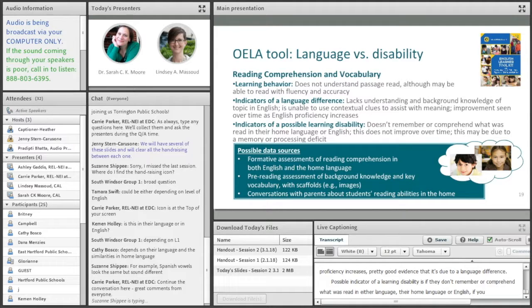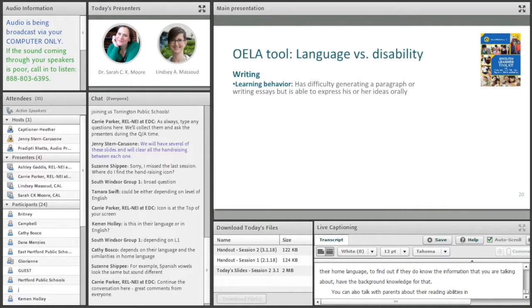So possible data sources we could use, again, formative assessments. For this, we could use formative assessments of reading comprehension in both languages if possible, so that you could see the difference between the two languages, as well as a pre-reading assessment of background knowledge. So if you could figure out if the student does have the background knowledge needed, that could help you out a lot. And you'd want to do that with scaffolds such as images, possibly translations into their home language, to find out if they do know the information that you're talking about and have the background knowledge for that. You can also talk with parents about their reading abilities in the home, again, including parents as partners in this very important process.